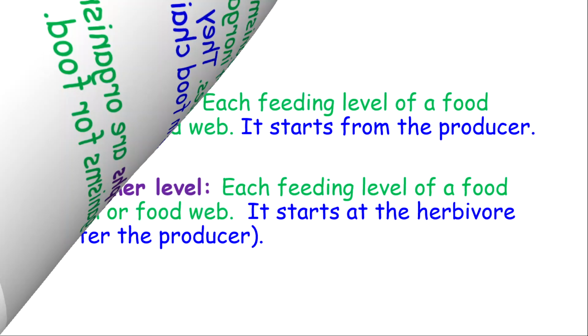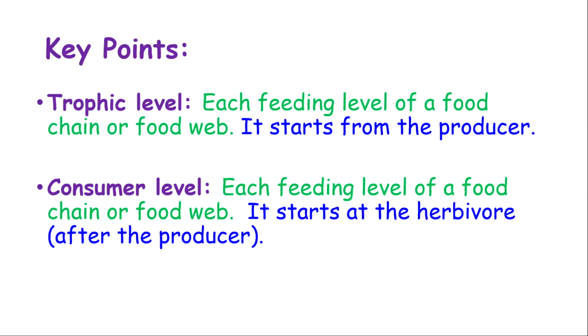All right, now trophic level, key point is that trophic level is each feeding level of a food chain or a food web. Okay, so it's each feeding level, and it starts from the producer. So the producer is the first trophic level. Okay, it is feeding, but it's making its own food, so it's still a trophic level. Remember, don't forget that the trophic level starts from the producer.